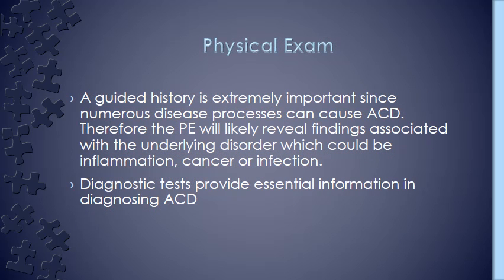In the physical exam, this is atypical in that a guided history is extremely important, because the anemia is usually caused by numerous disease processes. Therefore, the physical exam will likely reveal only findings that are associated with the underlying disorder, which could be inflammation, cancer, or infection, as I mentioned earlier.